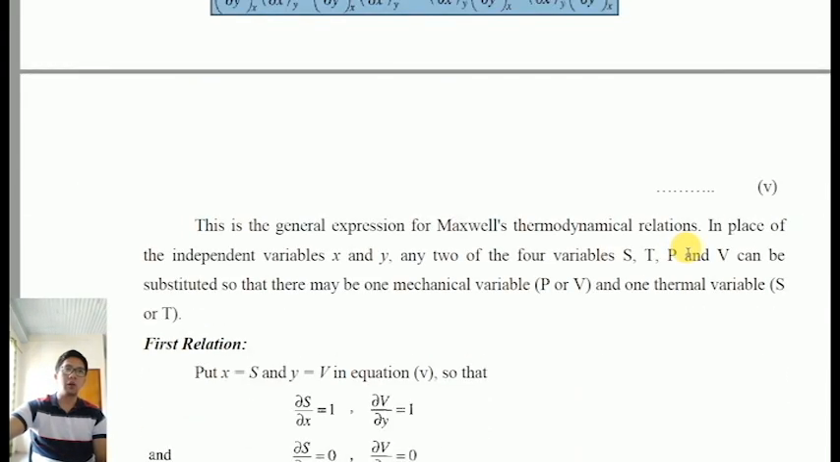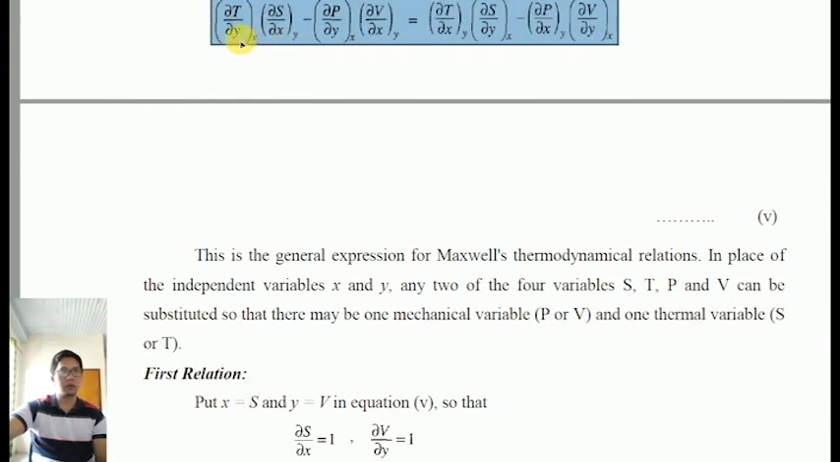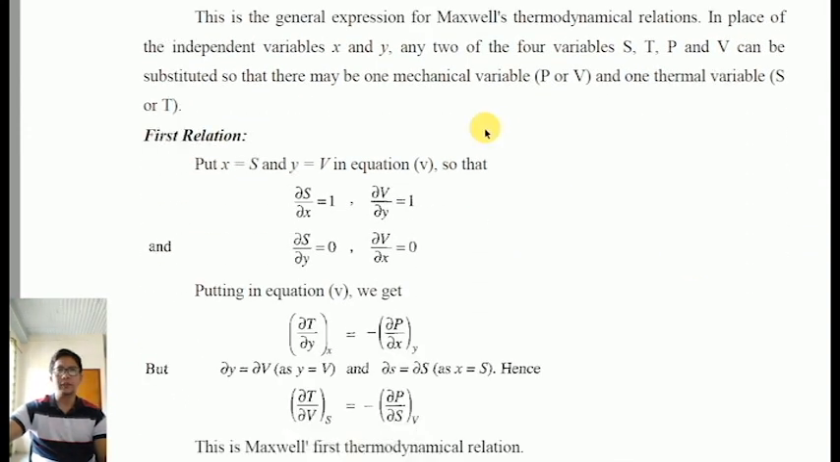So we have x and y. We will put the values of x and y. These x and y values can be pressure, volume, temperature, and also entropy. And remember this: pressure and volume are mechanical variables, and entropy and temperature are thermal variables. P and V are together and S and T are together.